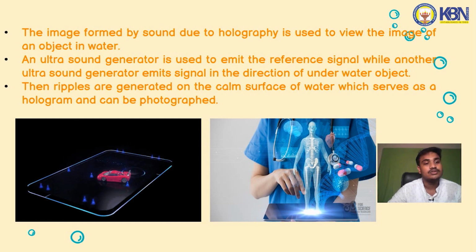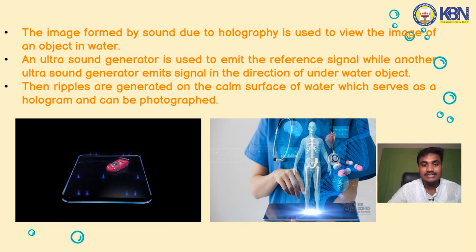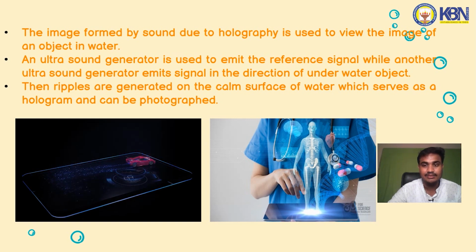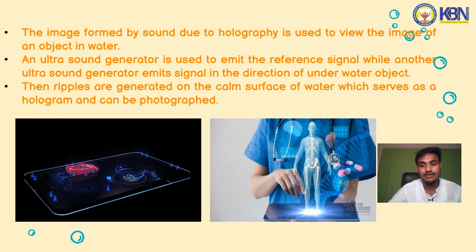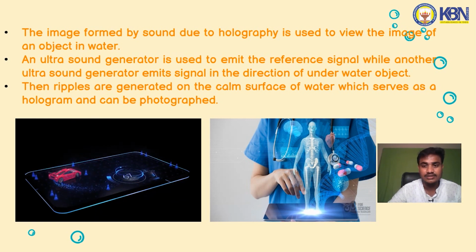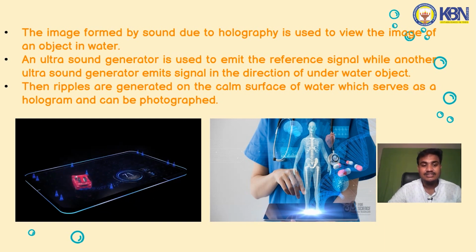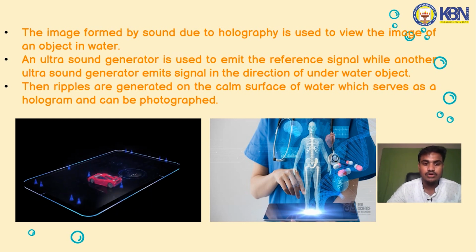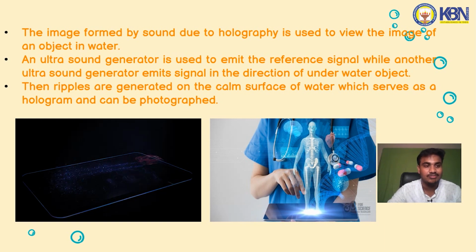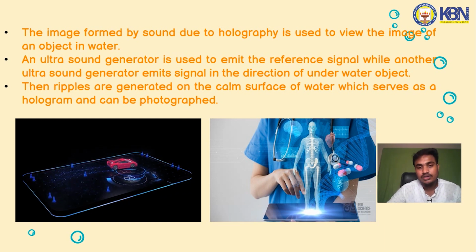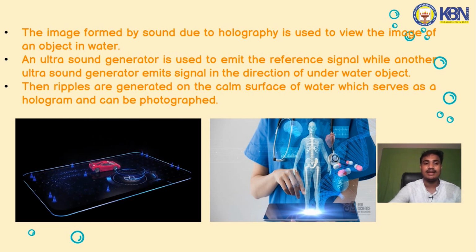An ultrasound generator is used to emit the reference signal, while another ultrasound generator emits a signal in the direction of the underwater object. The ripples are generated on the calm surface of water, which serves as a hologram and can be photographed. It can be used to view the internal parts of a patient. It will be used in different areas. That's why holography will become a main advantage in future.